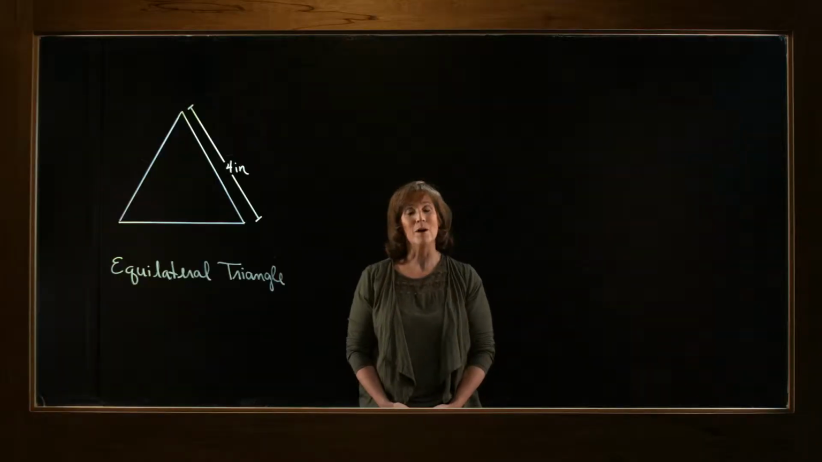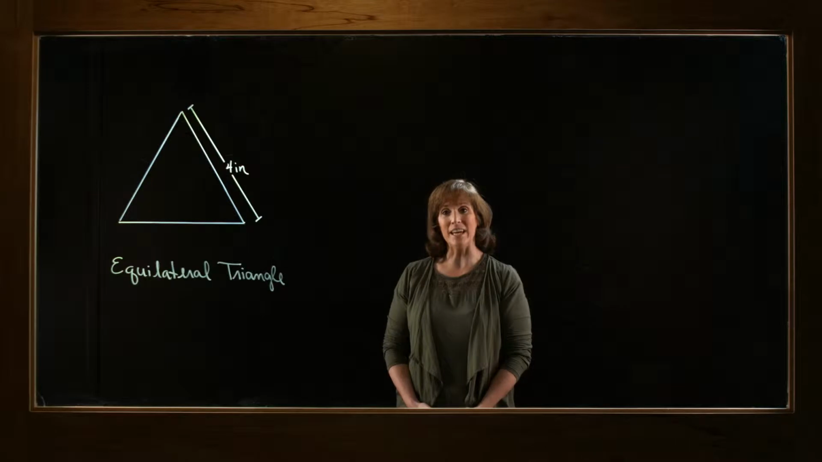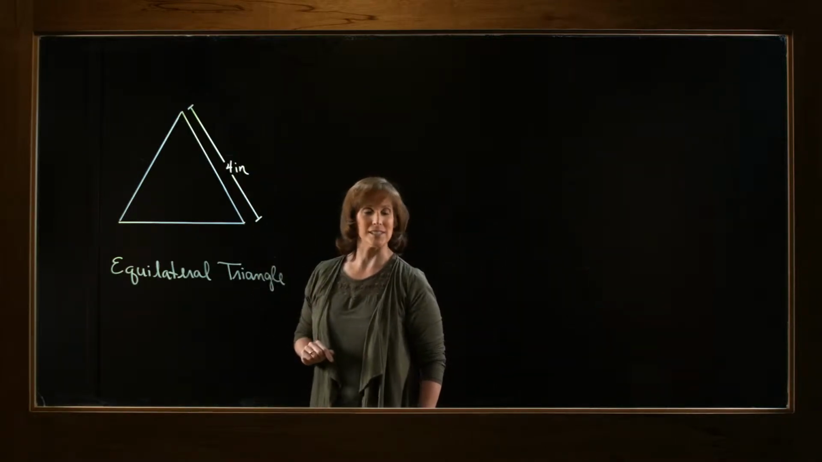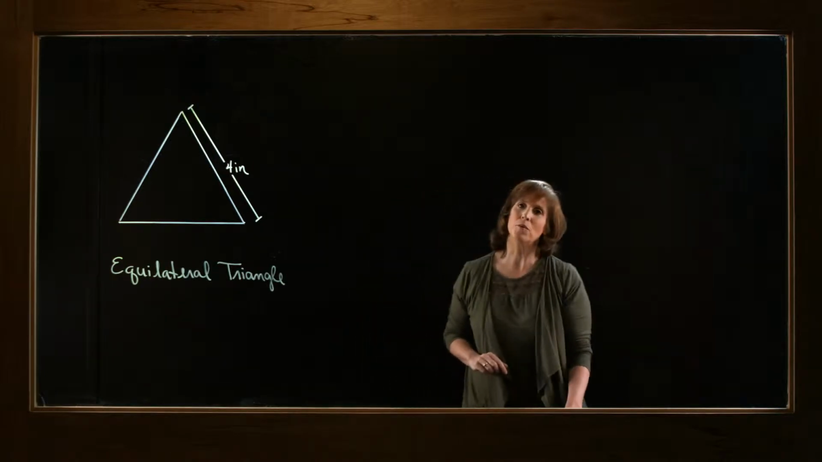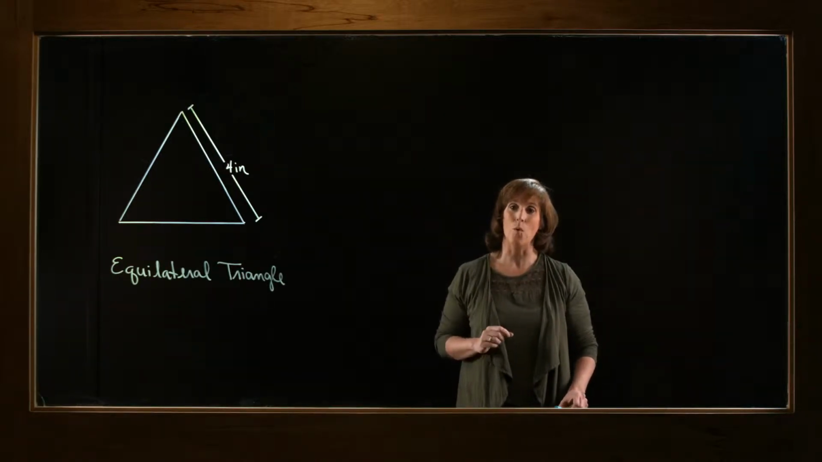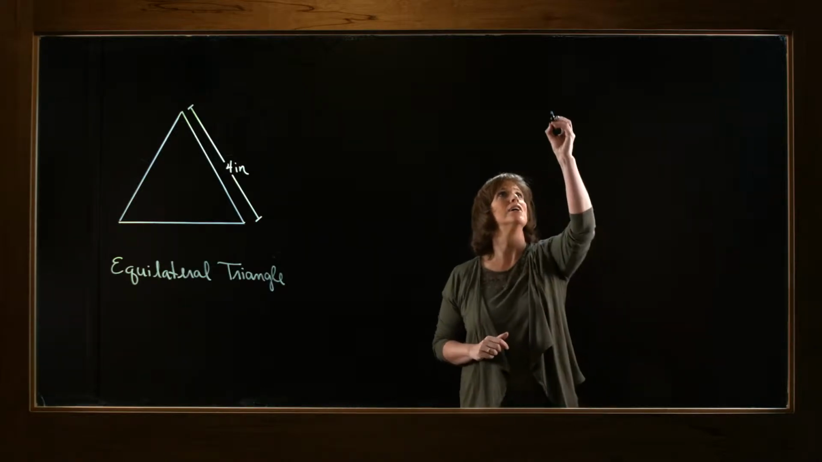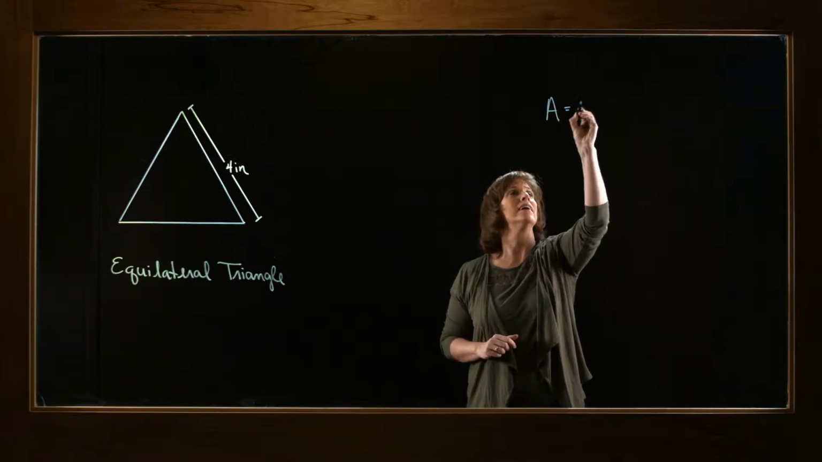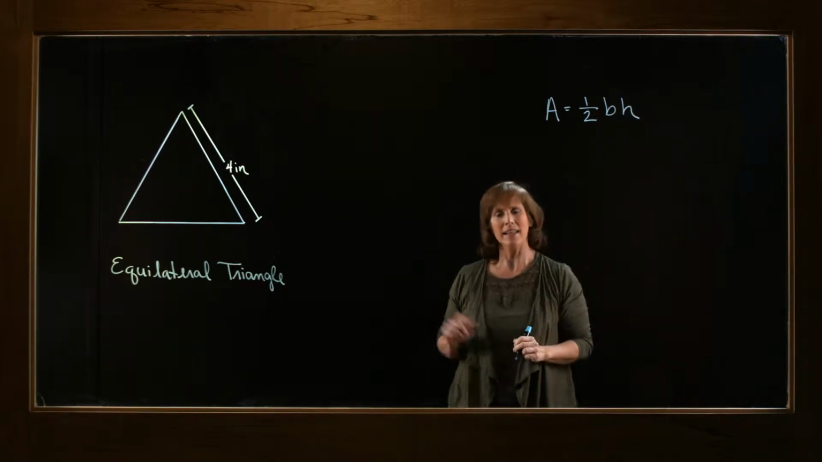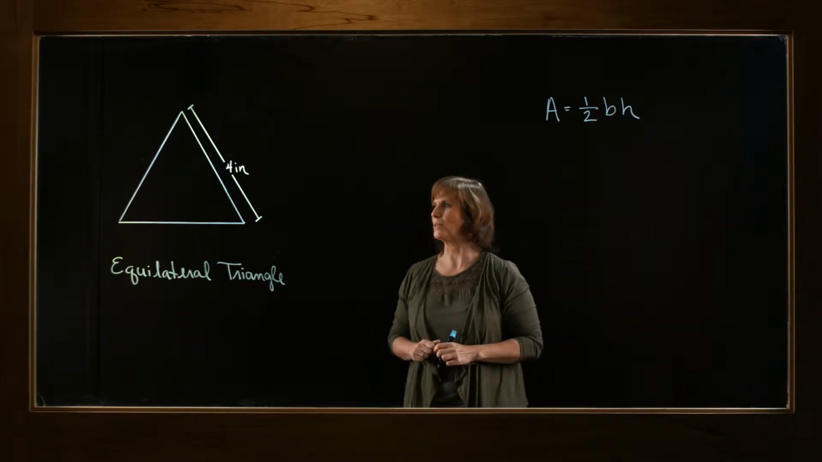Hi, I'm Cheryl Leach. In this problem, we're asked to find the area of an equilateral triangle that has a side length of 4 inches. Well, if you remember, the area of a triangle can be calculated by taking 1/2 the base times the height. So my area is 1/2 the base times the height. And let's see if I can fill in any of this information.